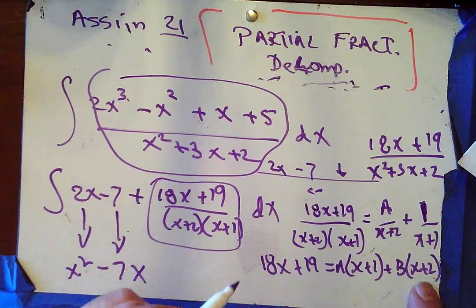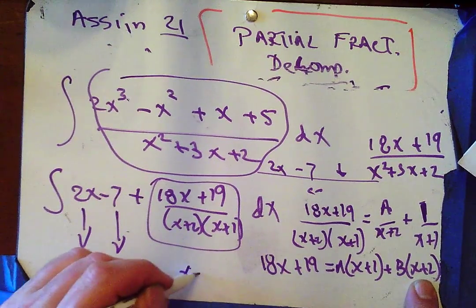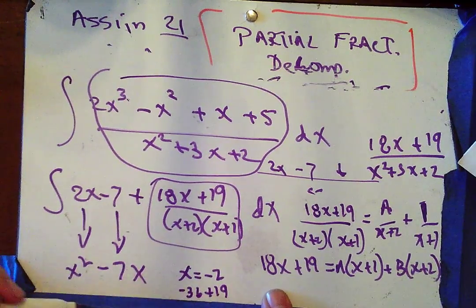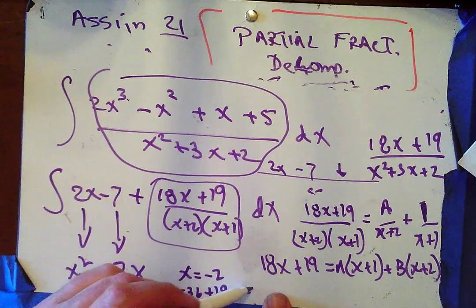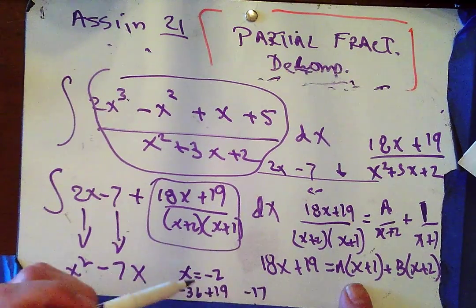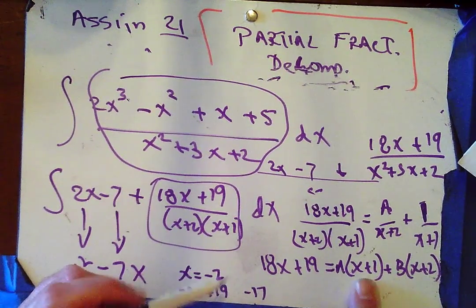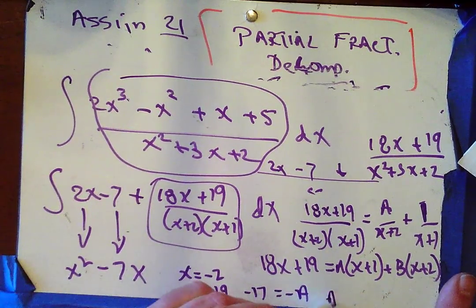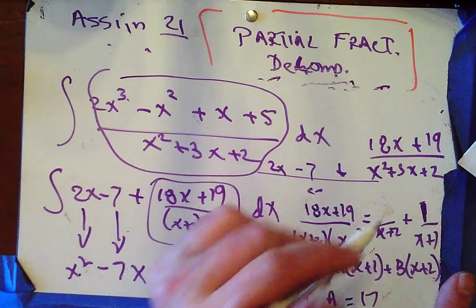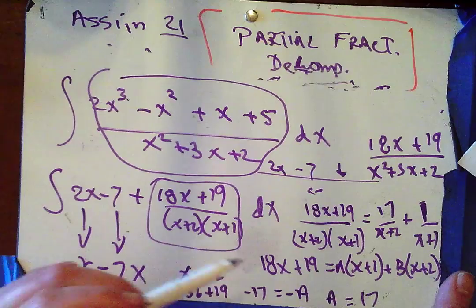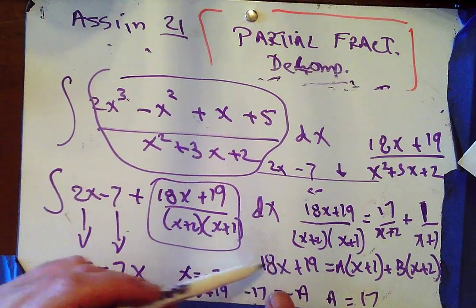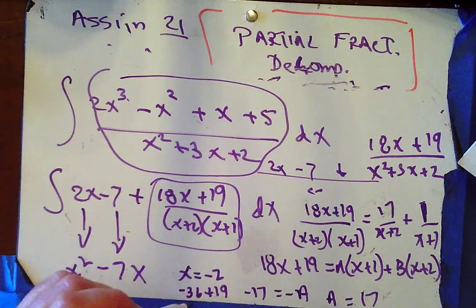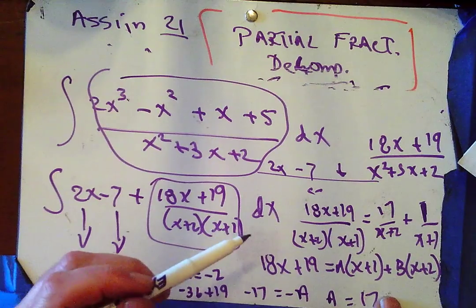Now, what about plugging in my other magic number? x equals negative 2. Negative 36 plus 19. I believe that's negative 17. Yes, negative 17. And I'm plugging in negative 2 plus 1 is negative 1a. And here when I plug in negative 2, I get 0 times b. So a equals 17. Okay, we plugged in negative 2, it's negative 36 plus 19, that's negative 17. Okay, so I'm going with that.